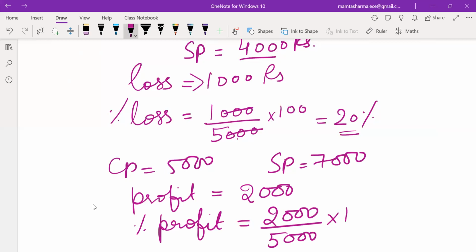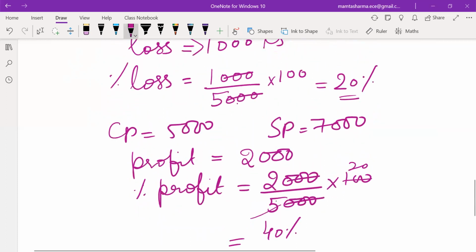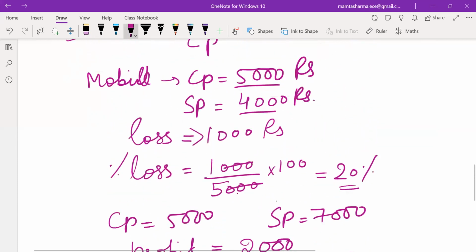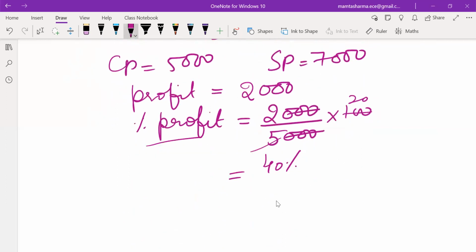5,000 into 100. So the zeros will cancel out. It means 40%. Yes, 5 into 20, 40%. Clear? Now, in the question, they may ask the cost price also, instead of profit and loss. If the percentage profit is given, you have to remember this formula only.